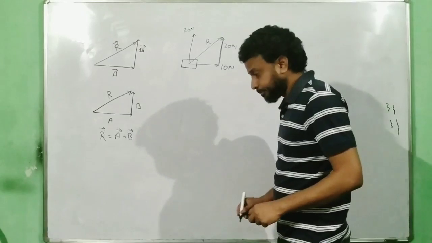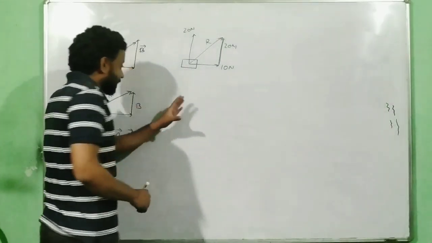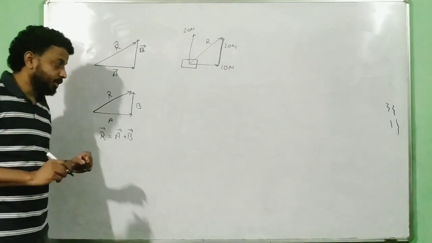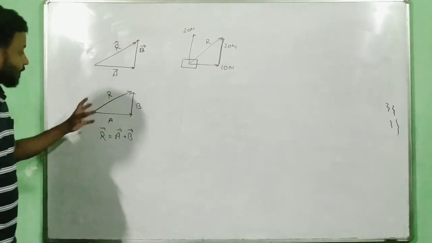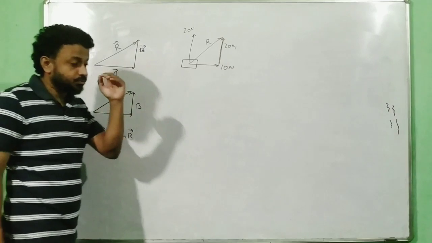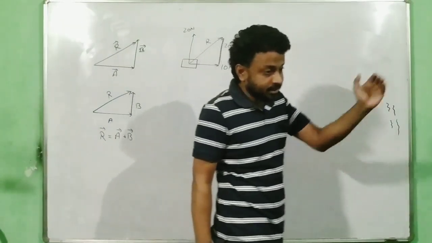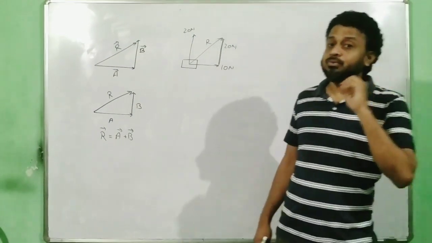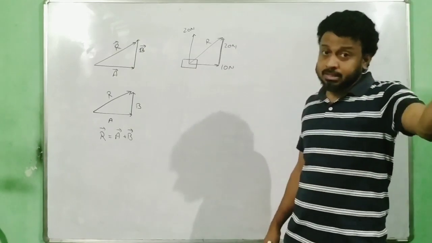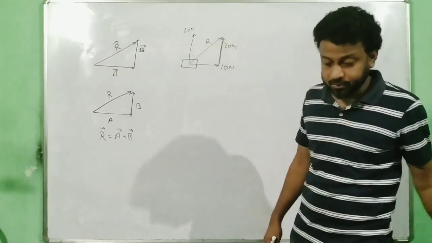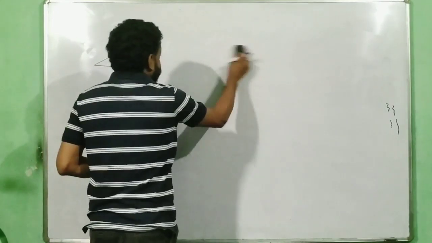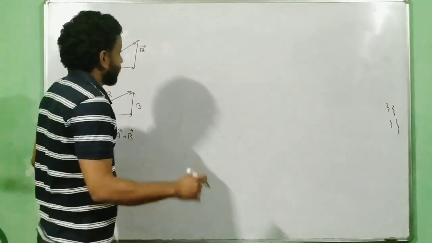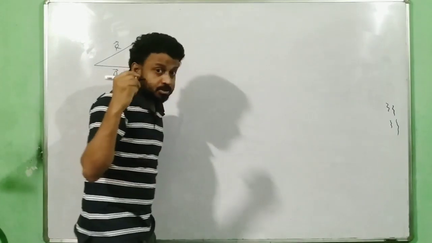For example, now I'll discuss the example here. So the rule should be very clear to you. The rule says that the acting vectors should be arranged in the sequence of tail head, tail head, tail head format. And to find the resultant, the first tail and the last head will give you the resultant. For example, let us say like this. I am trying my best to clear the confusion.